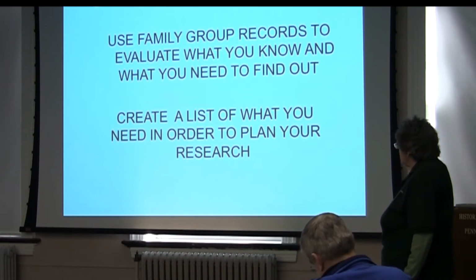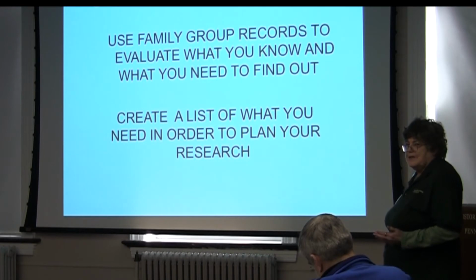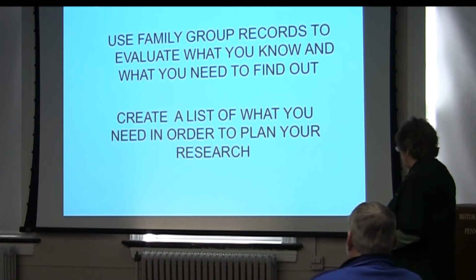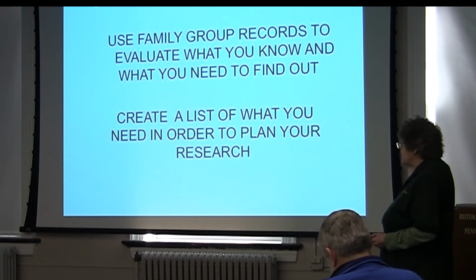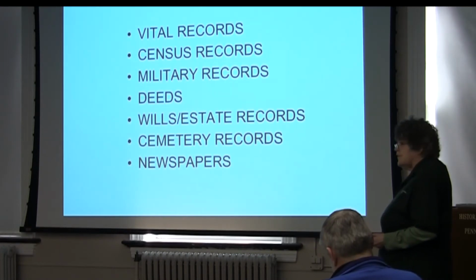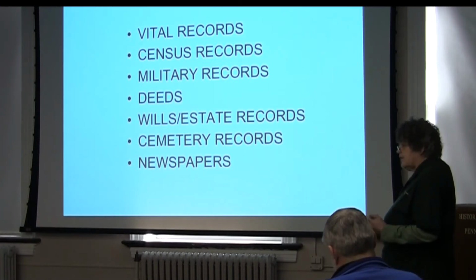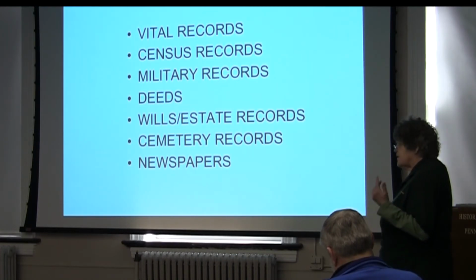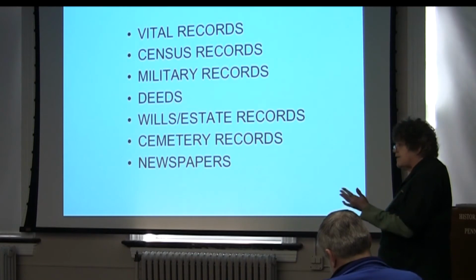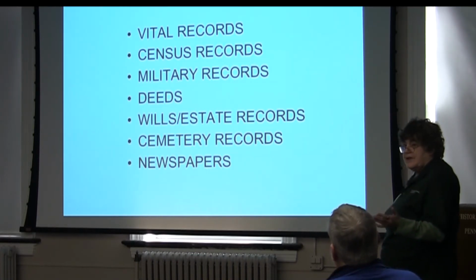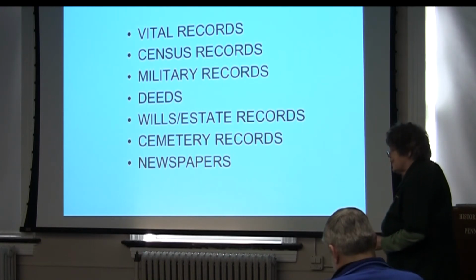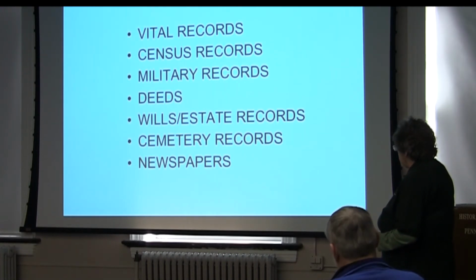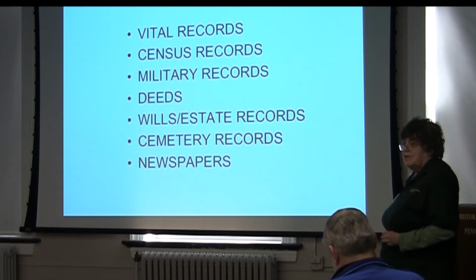Okay, so the point is to use the family group records particularly to record what you know and figure out what you need to learn. And then to be able to create a list of what you need in order to plan your research further. And there are lots of sources for all this information. There are the vital records for marriage and death, the census records, federal level, beginning in 1790, every 10 years, state census records in various states, sometimes between those 10 years. There are military records, and particularly we love the Civil War, because they had wonderful pension records, but so did the Revolutionary War, and records from the War of 1812 are coming online too.